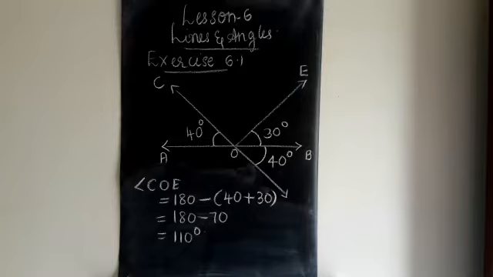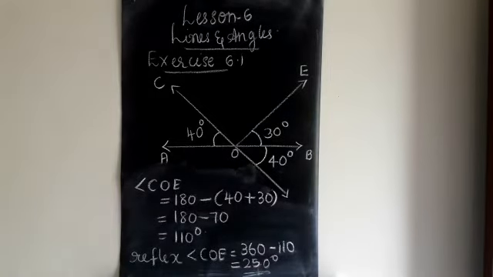But we have to find out the reflex angle COE. How to find out reflex angle COE? You just subtract from 360. So in order to find the reflex angle COE, subtract: 360 minus 110. So here reflex angle COE is equal to 360 minus 110, that is equal to 250 degrees. So that is our first question.